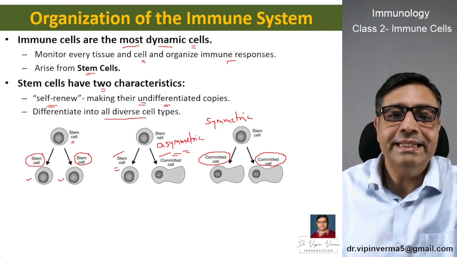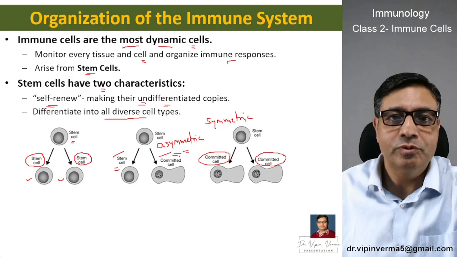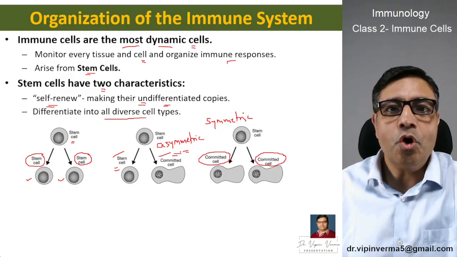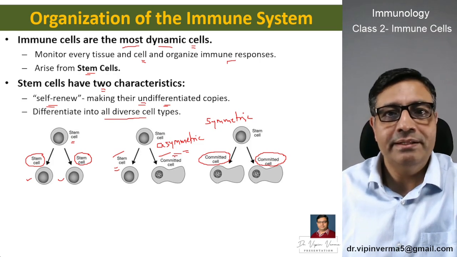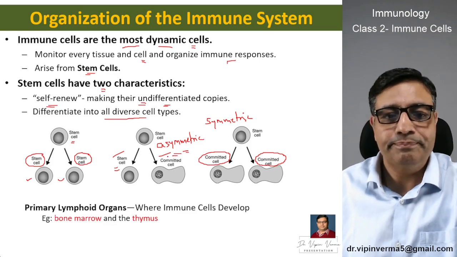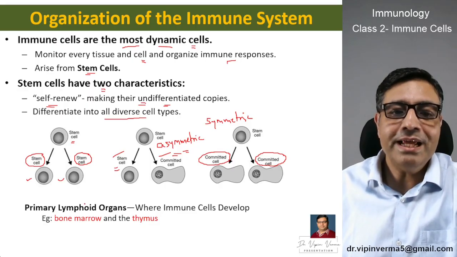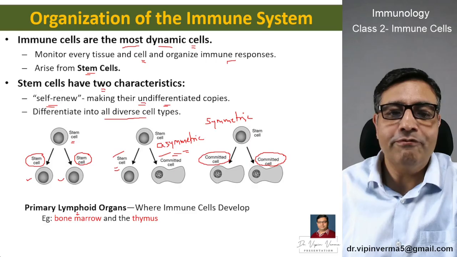This is the asymmetric cell division. So stem cells can either divide symmetrically or they can divide asymmetrically. Clear? Okay.